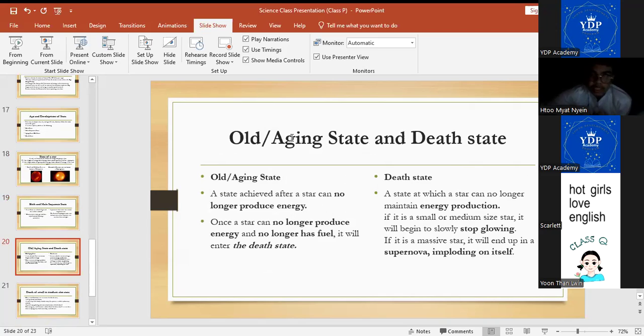Old or aging state and death state. Old and aging state, a state achieved after a star can no longer produce energy. Once a star can no longer produce energy and no longer has fuel, it will enter the death state. Death state, a state at which a star can no longer maintain energy production. If it is a small or medium star, it will begin to slowly stop glowing. If it is a massive star, it will end up in a supernova, imploding upon itself.